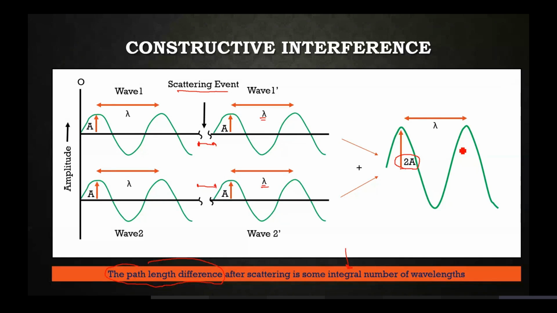The waves should remain in phase such that the path difference between the waves should be lambda, 2 lambda, 3 lambda, 4 lambda. It should be an integral multiple of lambda. Clear enough?